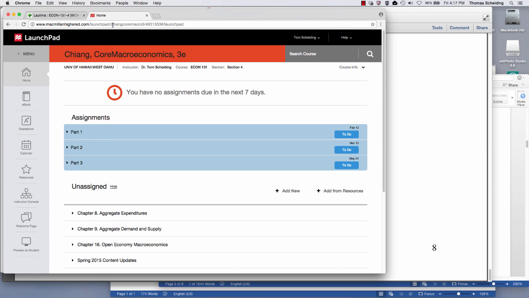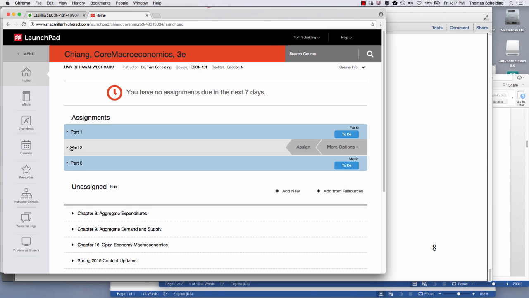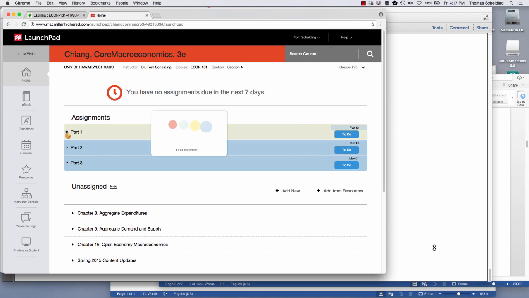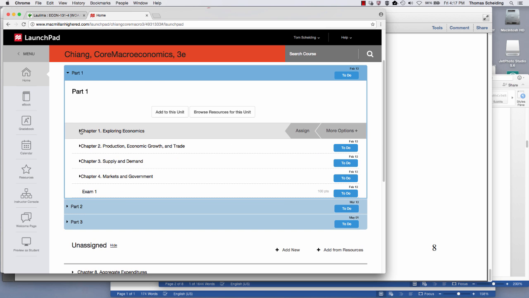But now, based on what we've decided as a class just on voting, this course is divided into three parts. And in each of the three parts, you are then going to see the chapters. You'll notice that they all have the same deadline. That would be because by February 13th, you need to have all of these things done. So do not wait till the last minute.